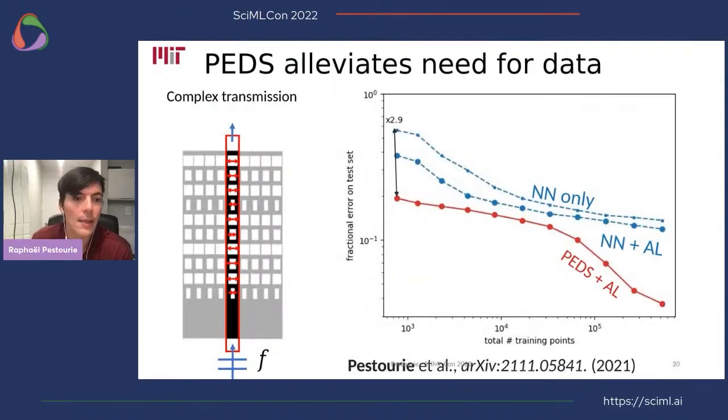And here I'm presenting the fractional error with respect to the number of training data for these optics surrogates. I compared the results of PEDS combined with my active learning algorithm, which I presented before, to the neural network only baseline and also to an improved baseline that uses active learning. And the improvement is really dramatic and potentially asymptotically faster.